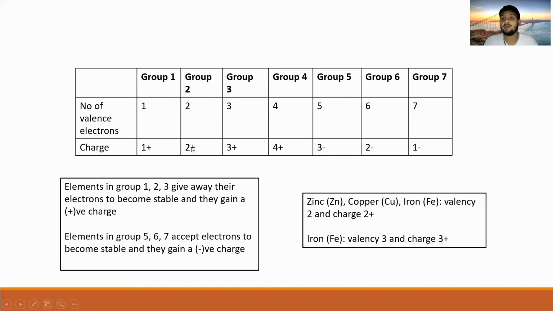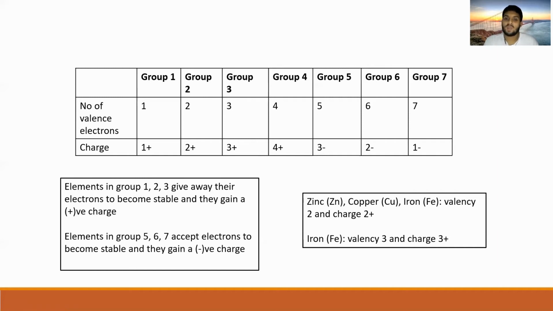This will give away two electrons and obtain a 2 plus charge. This one will give away three electrons and obtain a 3 plus charge. Group 4 will also be 4 plus. We'll not talk much about group 4 because it is not very necessary, whereas the other 6 groups are extremely important to discuss. Now valency is basically, as I said earlier, the outer shell electrons.